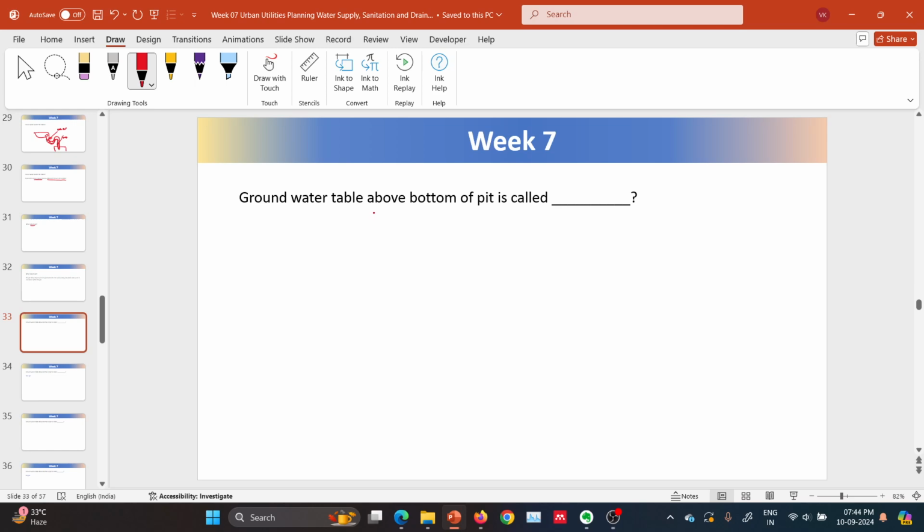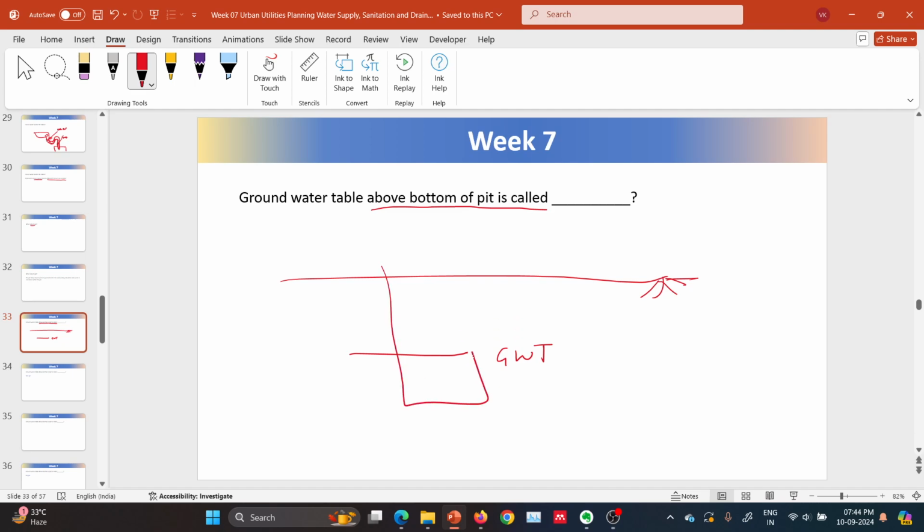Groundwater table: the level above the bottom of the pit is called the groundwater table. This is the ground. This is the groundwater table. If the groundwater table is above the bottom of the pit, this is the bottom of the pit.